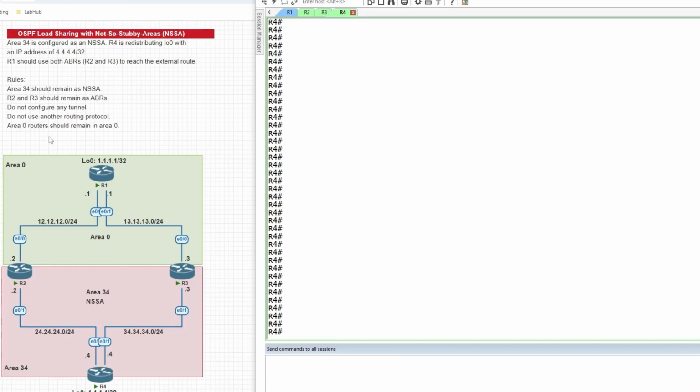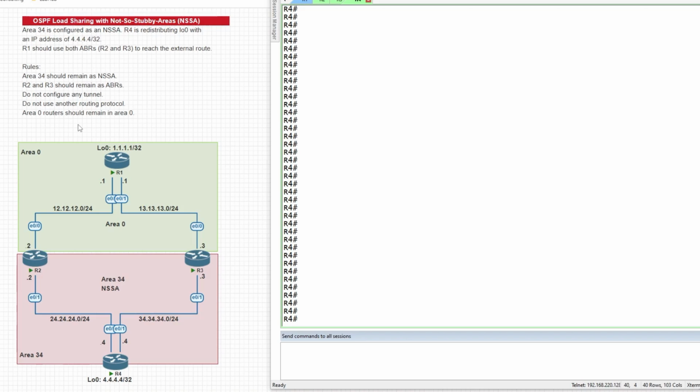All right, so let's dive right in. The key to getting to the solution is to first understand how R1 is reaching the loopback 0 on R4, and most importantly, why it is making such a routing decision.